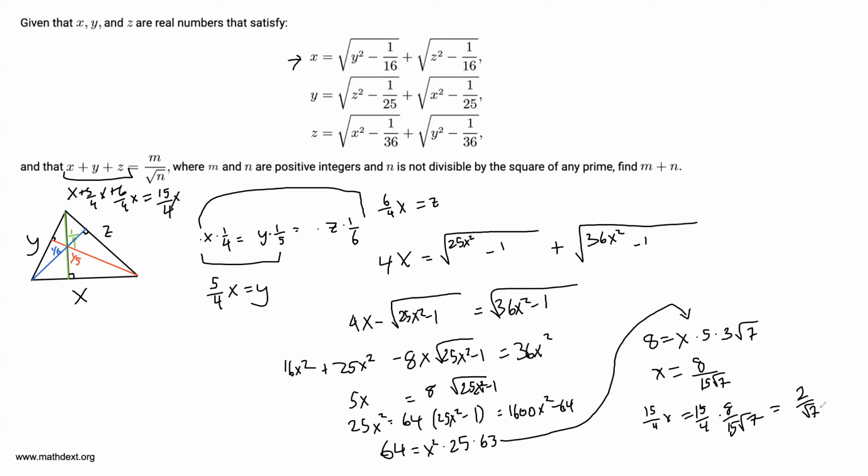And that's all we needed. We're done. Our answer is the sum of m and root m, so it's 2 plus 7, which is equal to 9. So that's our final answer.